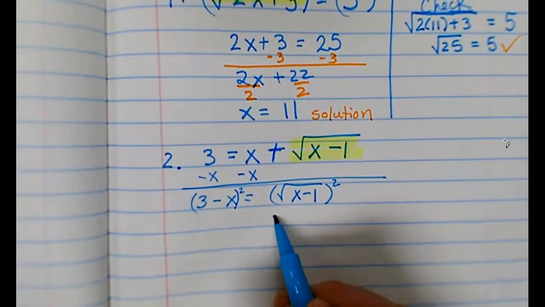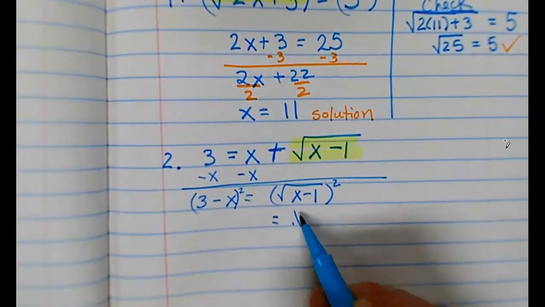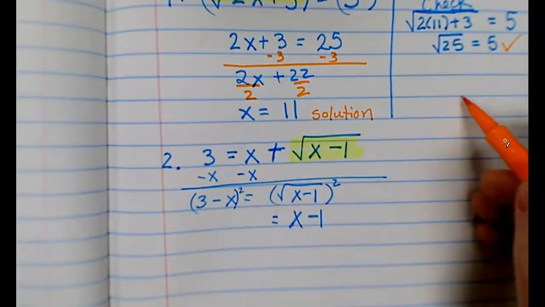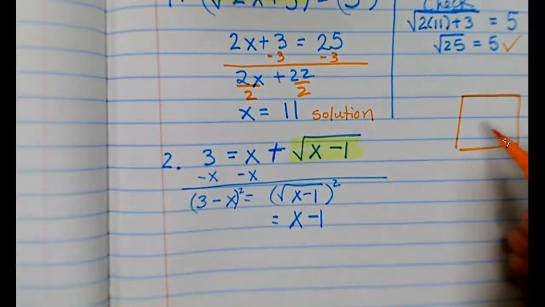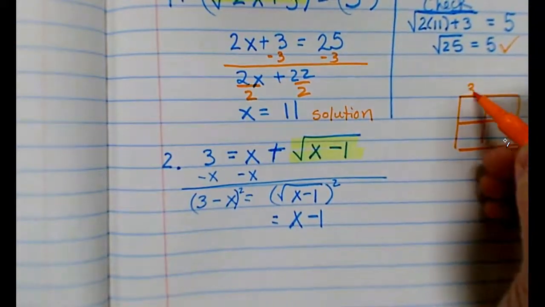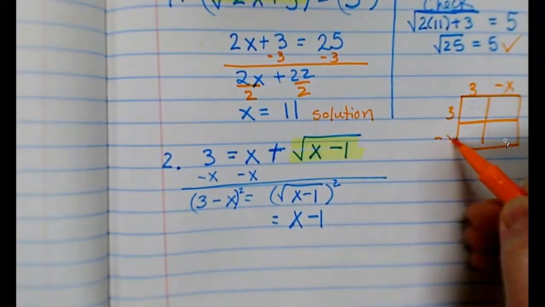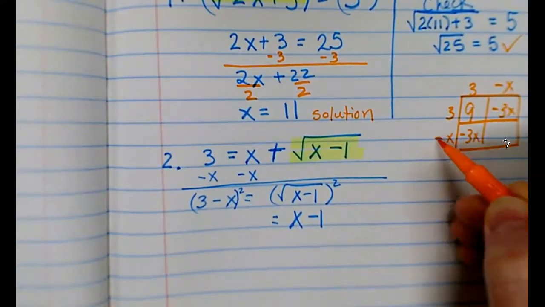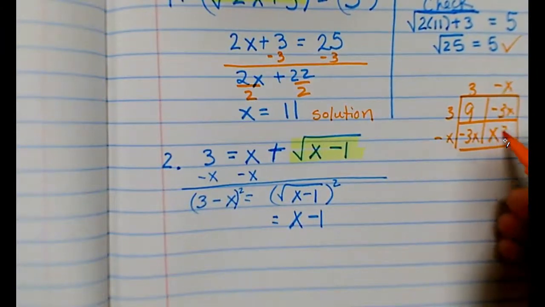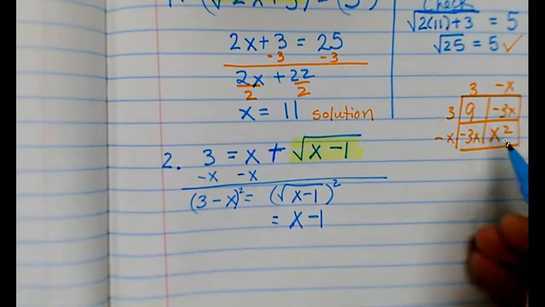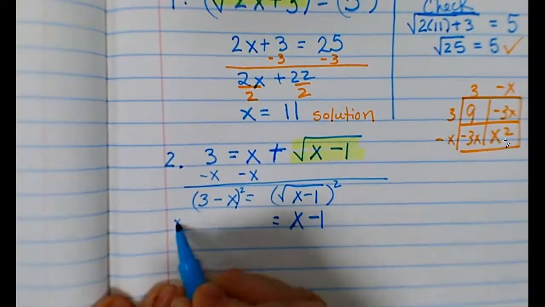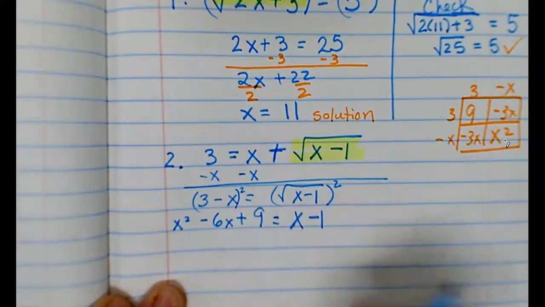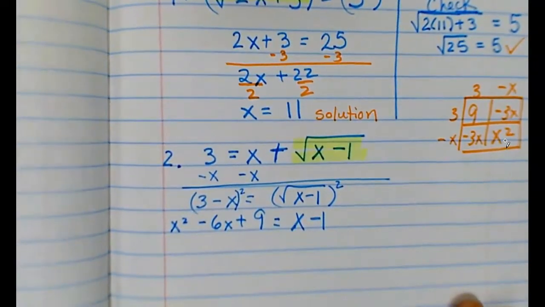I square both sides so that the square and the square root cancel each other out. But on this side, I need to square a binomial. 3 times 3 is 9, minus 3x, minus 3x. Minus times a minus makes a plus x squared. And so when I combine like terms, x squared minus 6x plus 9 equals x minus 1.